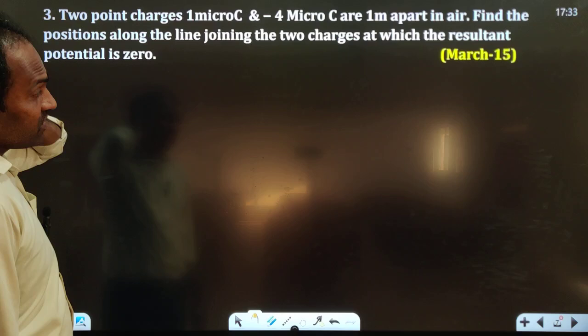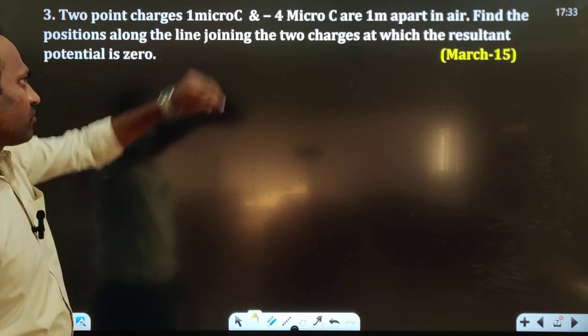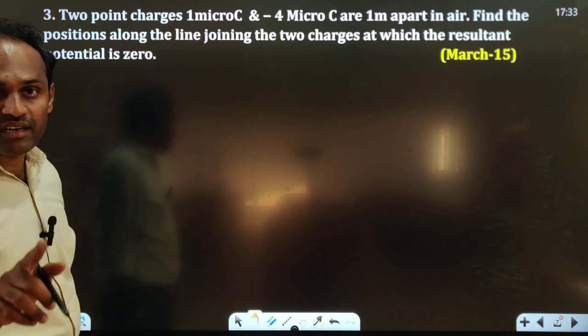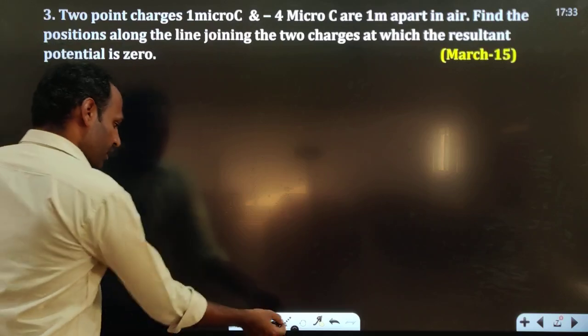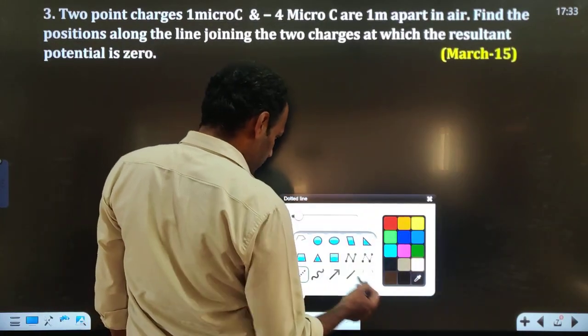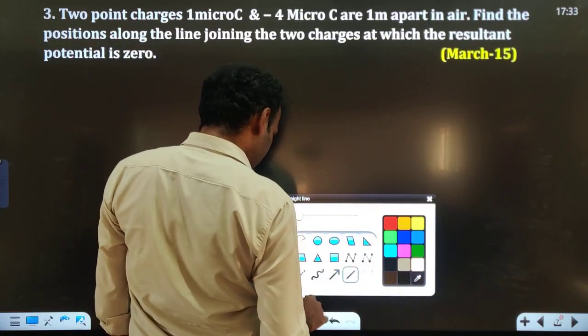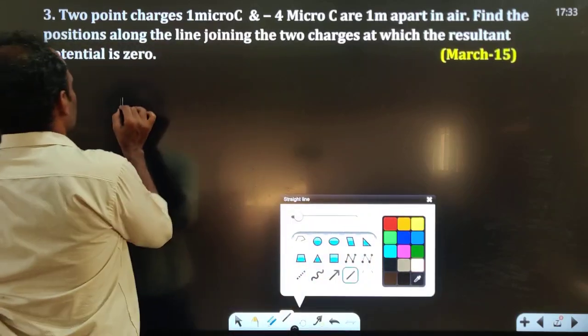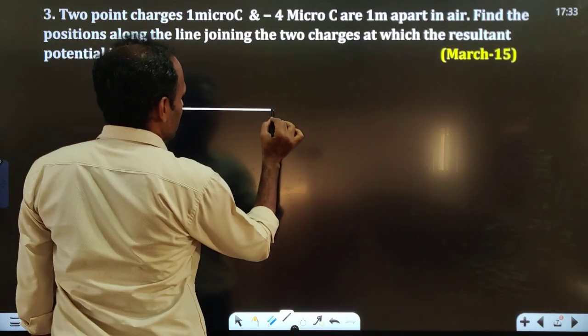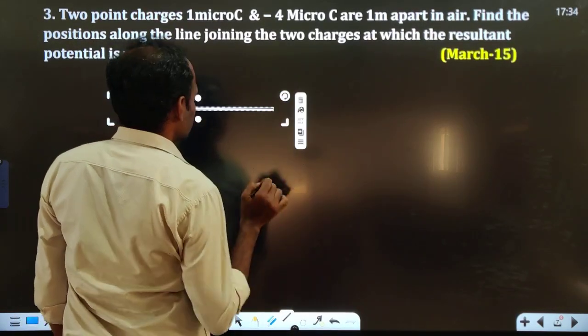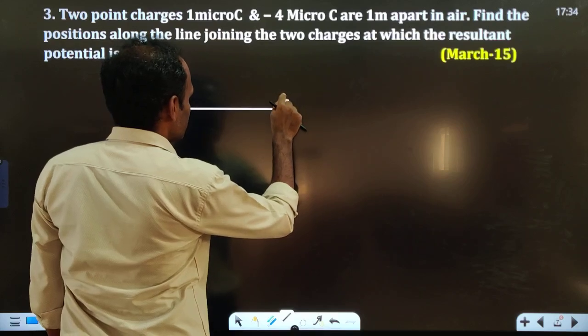Okay, there are two charges here. One is 1 microcoulomb and the other one is -4 microcoulomb, which have been placed at a distance of 1 meter in air, right? I'm going a bit fast because this is a one shot video, and I guess you all have a very good grip on the numericals. It may help you as a fast revision video.